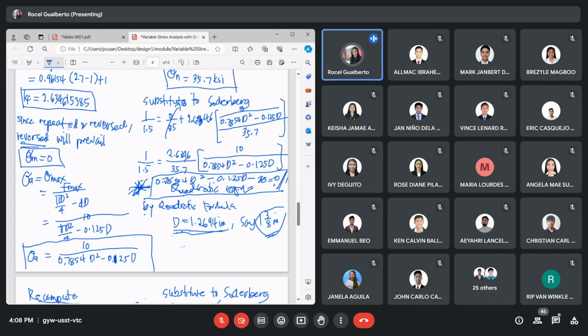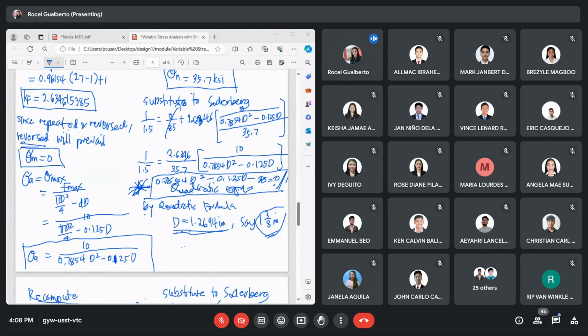Ma'am, sa pagre-recompute po ba 'yung KF lang po talaga 'yung nagbabago? Sa pag-recompute po, 'yung KF lang ang magbabago. Retain po 'yung ibang values. Kasi ang ina-assume po natin ay diameter or any dimension, gagamitin mo lang po 'yon to solve for KT. Okay po ma'am, thank you po.